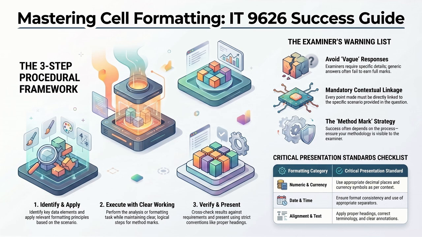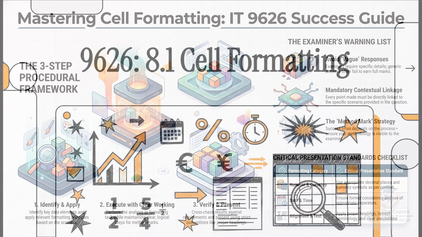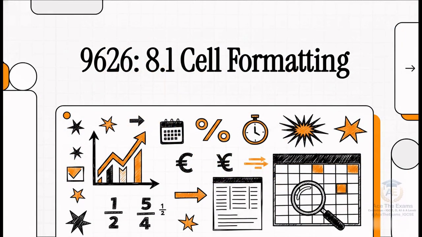In this explainer, we are treating your Cambridge Information Technology exam exactly like a high-stakes trading environment. Because let's be honest, when you sit down in that exam hall, you are making split-second decisions. You have limited time, and you need to invest your minutes exactly where the mark returns are the highest. Today, we're focusing on the Cambridge AS and A-level topic 8.1 cell formatting.